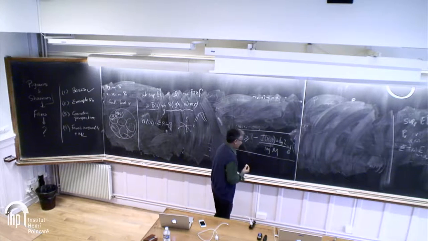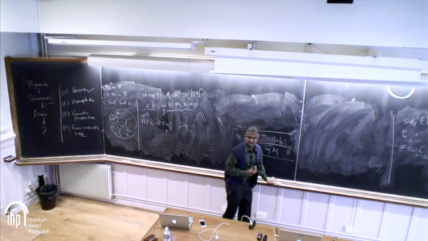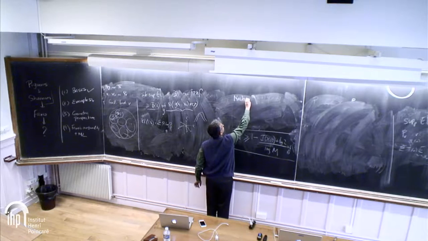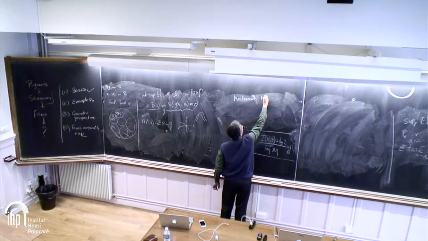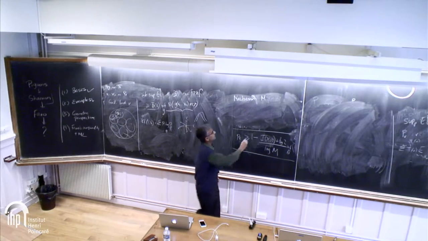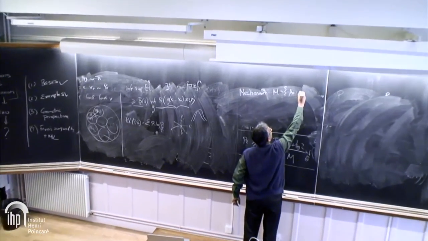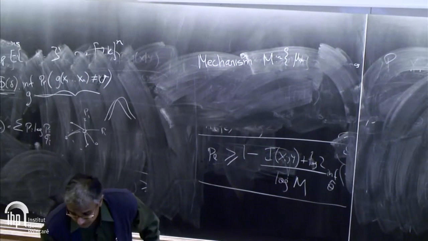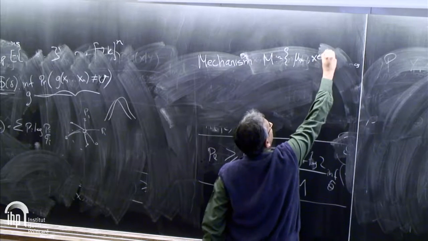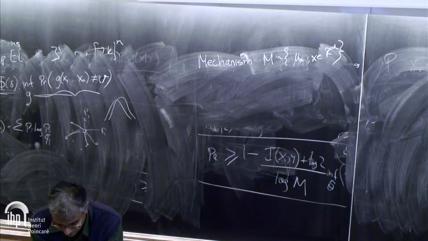So we'll define the notion of a mechanism. You should think of a mechanism as a release procedure of some kind. So a mechanism M is some collection of probability distributions, indexed by X in R^d. These are distributions over R^d.